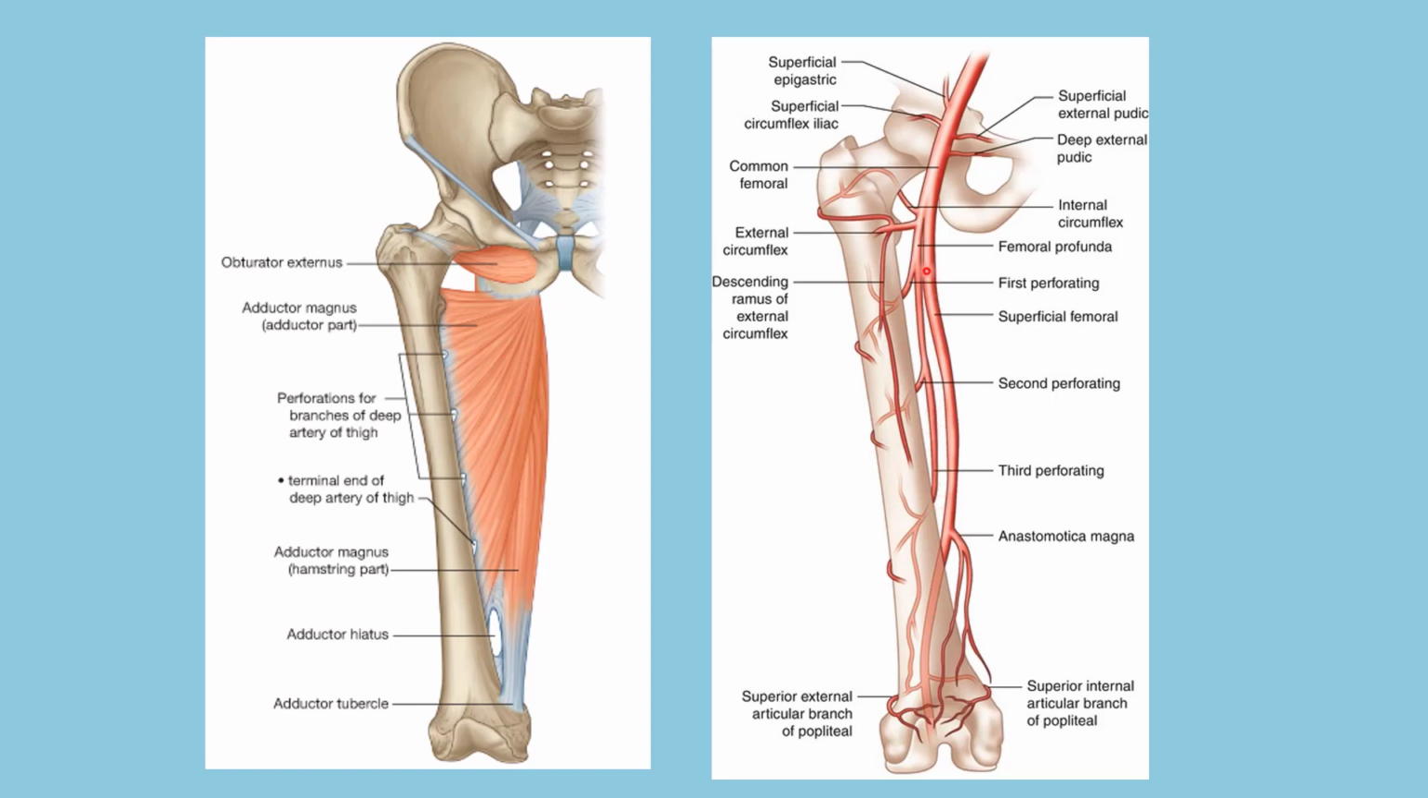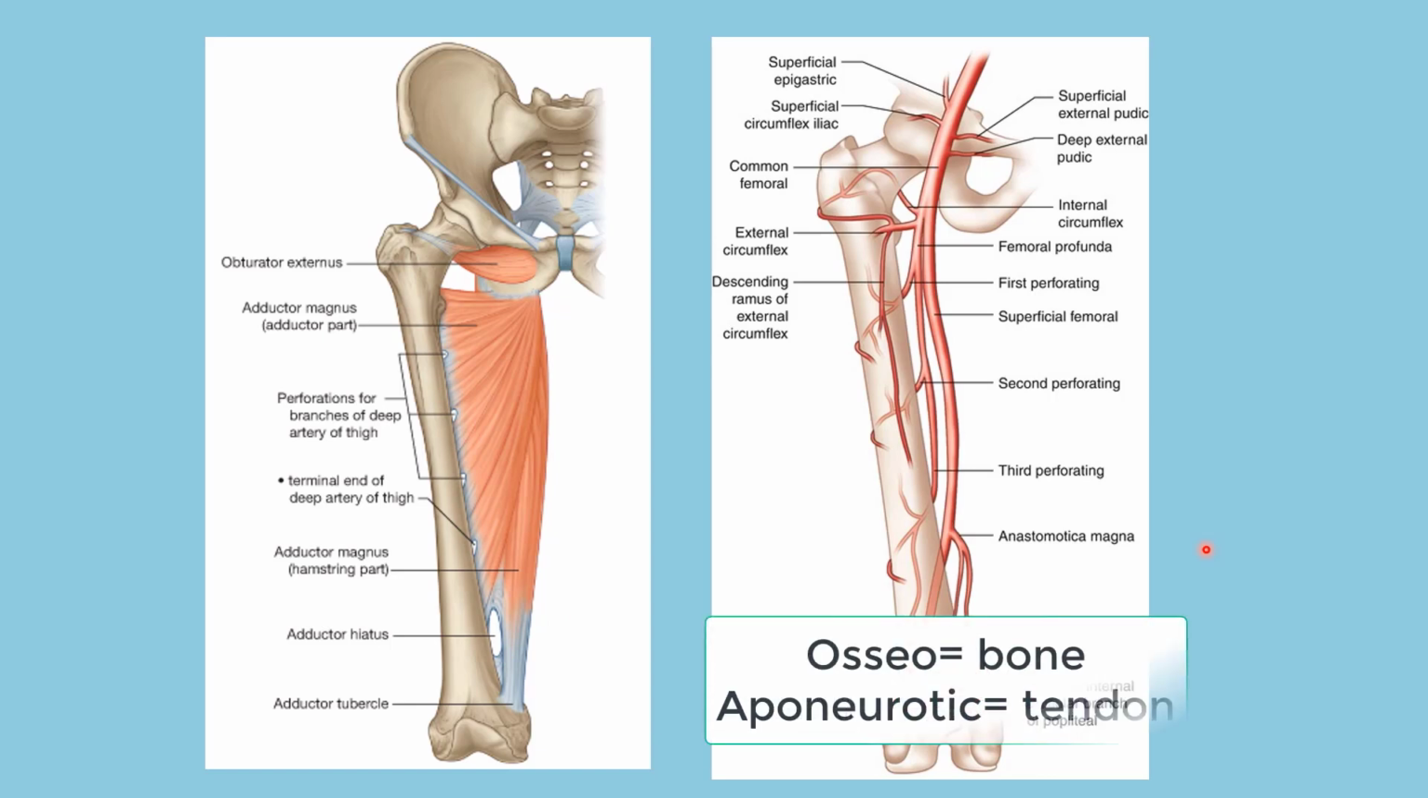Finally, the terminal part of the profunda femoris artery passes through the fourth opening, that is the terminal end of the deep artery. Profunda femoris artery passes through this fourth opening, whereas femoral artery itself passes through the adductor hiatus, or largest gap between the adductor magnus and femur. All these openings are osteoaponeurotic openings. During contraction of the muscle, they do not obstruct the flow of blood through them, because one side is bone, it cannot be dynamic to constrict the vessel.